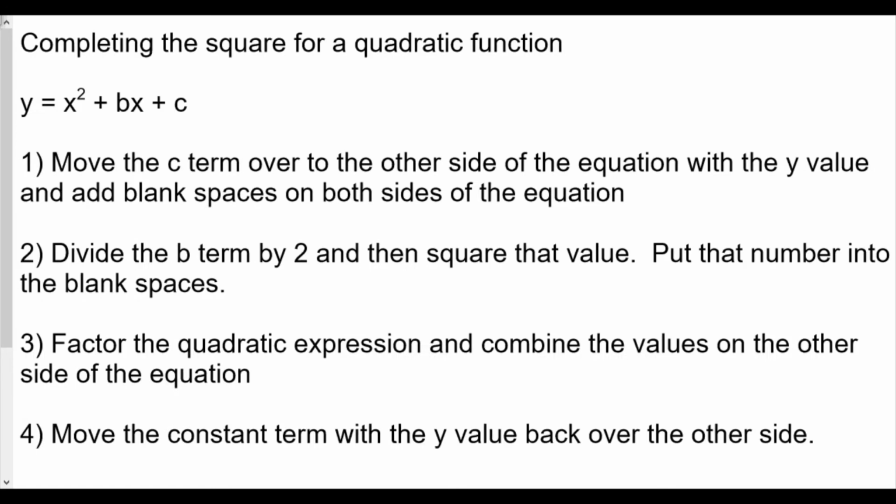Completing the square for a quadratic function, in this case for y equals x squared plus bx plus c. We'll move the c term over to the other side of the equation with the y value, and add blank spaces on both sides of the equation. Very similar to how we normally solve quadratic equations by completing the square. Divide the b term by 2, and then square that value. Put that number into the blank spaces. We're going to factor the quadratic expression, combine the values on the other side of the equation, but the difference now from solving quadratic equations is that we're not going to take the square root of both sides. Instead, just get the constant term back on the other side and get y by itself.